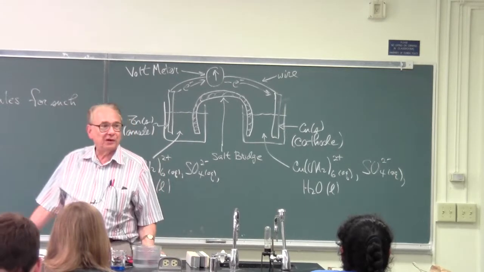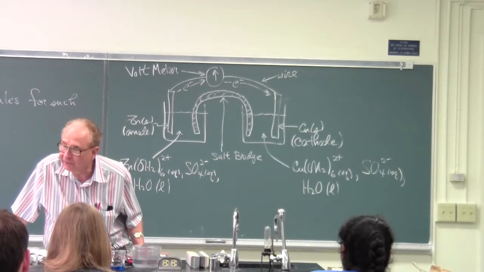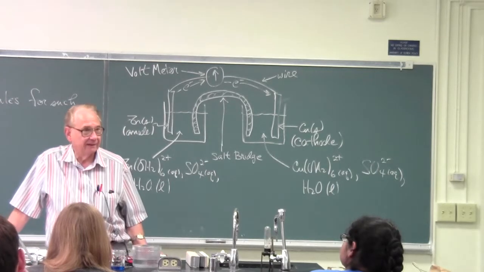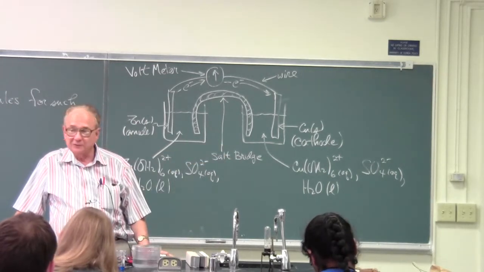Weaker. Which one is weaker? The hydrated metal ion of zinc. Just like the acid-base stuff in terms of the way you read it.